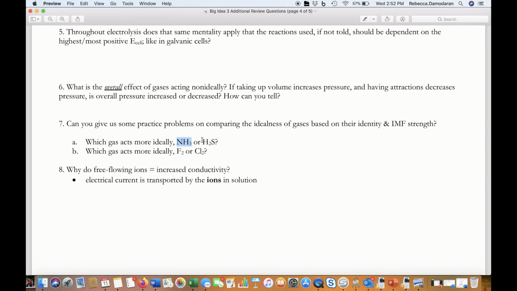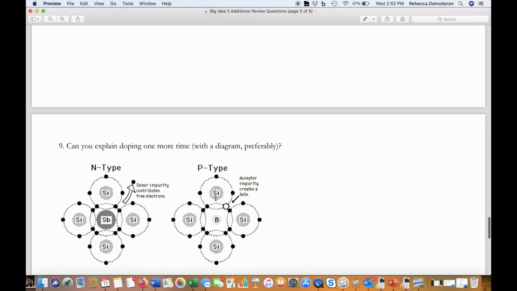Let's say, for example, I gave you NH3. That won't dissolve in water at all. It's not going to break up into ions, and so that won't help increase conductivity.